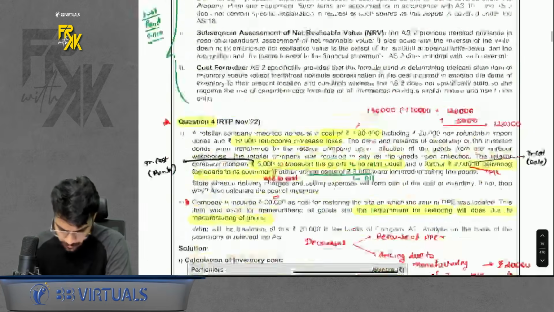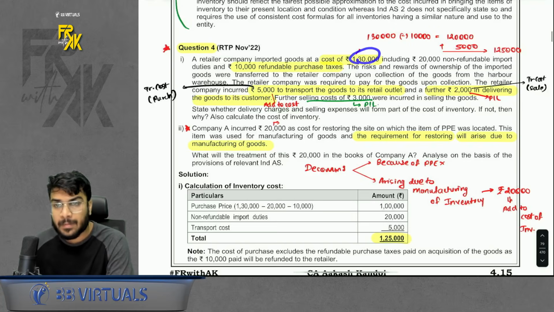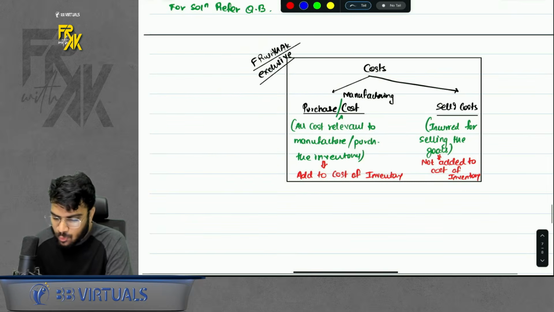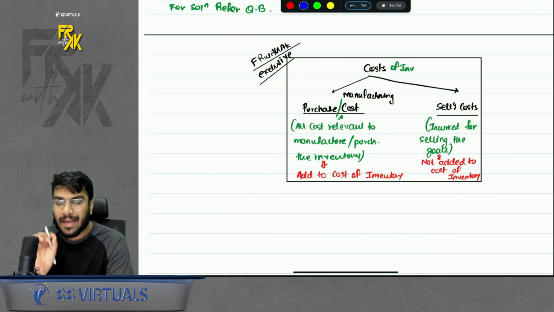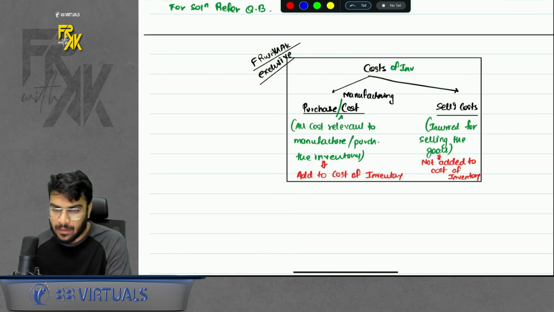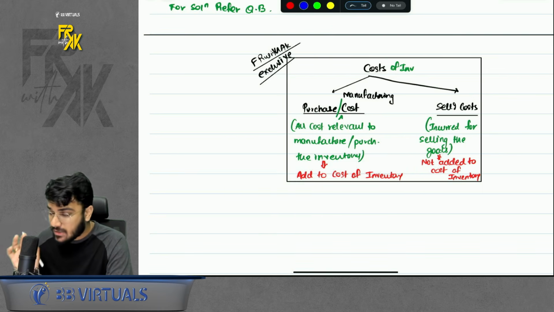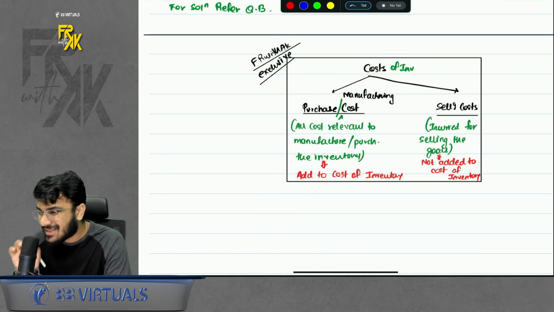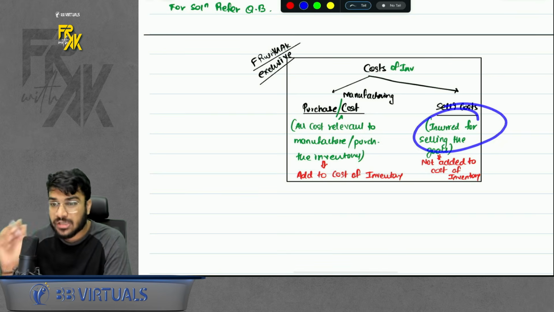Then we have question number 4. Again, a good question. Some cost is given for purchase. One more thing to remember: whenever a question asks you to compute the cost of inventory, two types of cost might be given. One is purchase or manufacturing cost, which is relevant to making the inventory, and it will be added to the cost. But if any selling cost is given, incurred to make the sale, that will not be added to the cost of inventory, because it was not necessary to manufacture the inventory, it was necessary to sell the inventory. That selling cost will not form part of the cost.